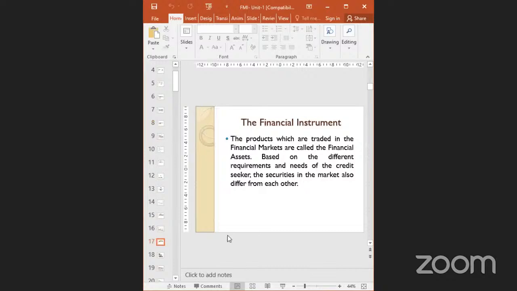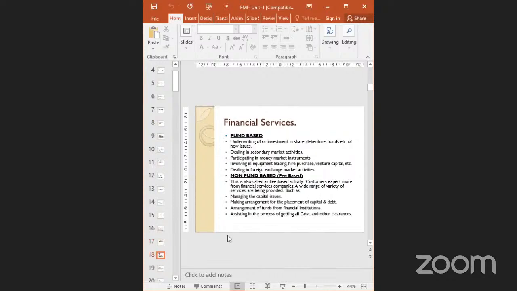And that's why, based on identifying every individual's need, day by day, financial instruments or financial products are being created by the financial institutions, and they have to be released to the market for the benefit of the people. Got it? So this is what a financial instrument is. Moving one step ahead, that was, what are financial services.